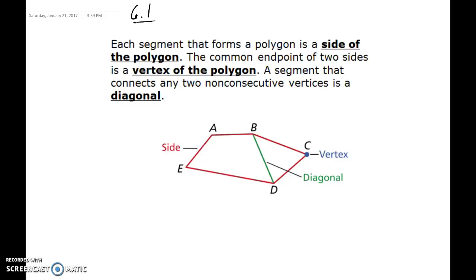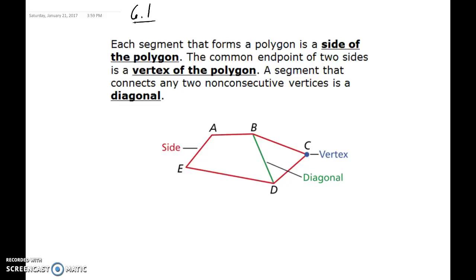All right, so before we start getting into any problems with 6.1, I want to talk about something that our book doesn't describe, so we're using a different book for this, but it allows for us to come up with the formula ourselves for the total sum of any polygon.